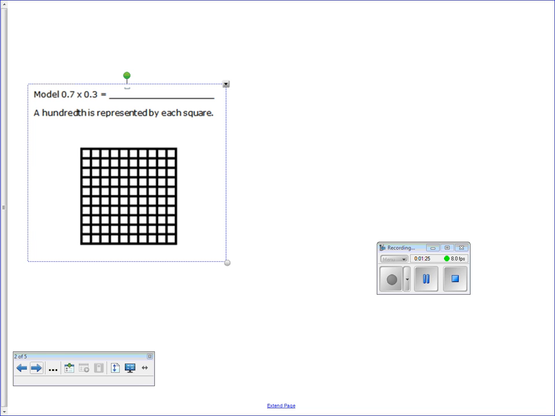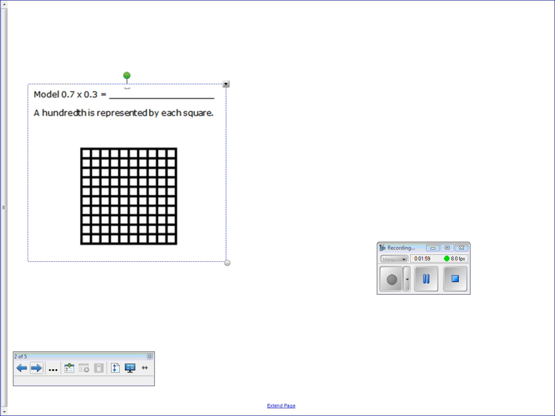Now let's look at another example. We're going to model 7/10 and 3/10. Now this is just extra information, but 100th is represented by each square. So that really doesn't help us in this case, but it could in our product. So then here we have 7/10. So we're modeling decimals times decimals. I'm going to model it vertically and horizontally. One factor is going to be going up and down. The other factor is going to go left and right.